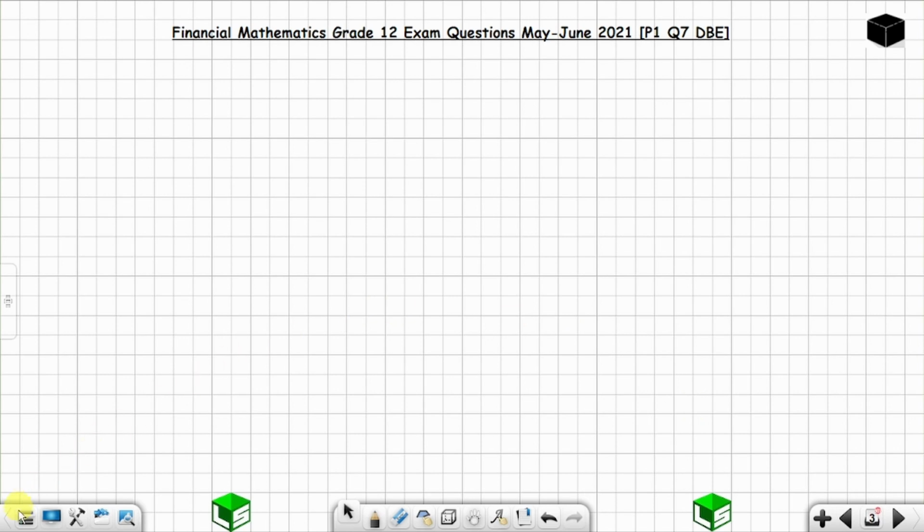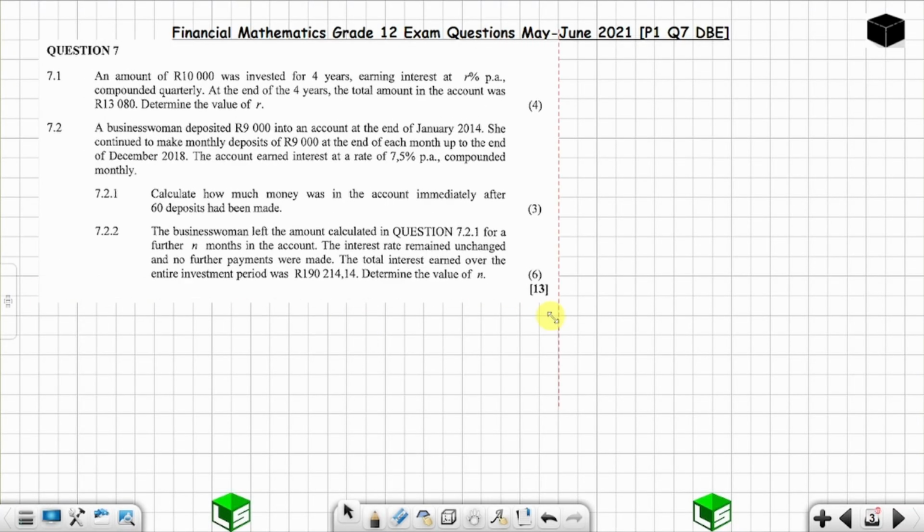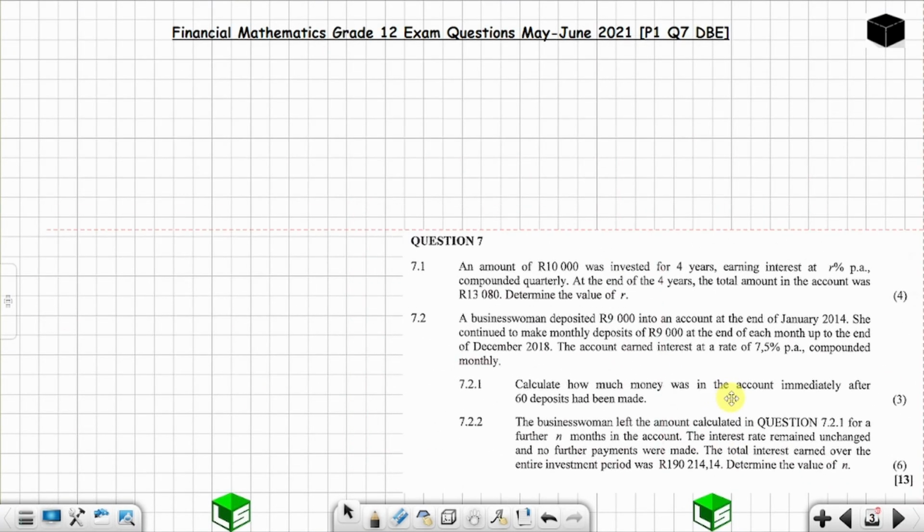So let me get the question again. Question 7 from May-June 2021. This is the question that we are going to solve. We are going to start with 7.1.